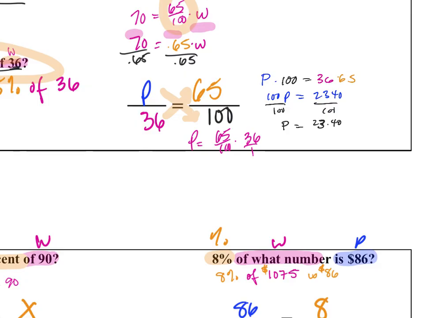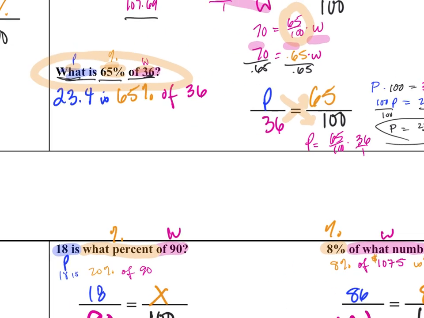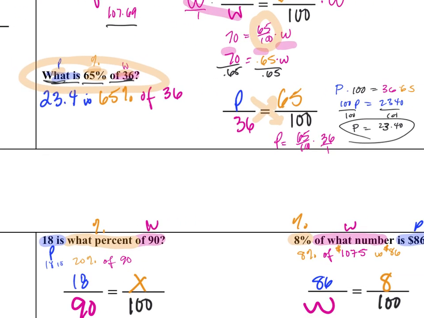All right. And then we look at this, that means we have the part. So we take it back and say to our answer that 23.4 is 65% of 36. All we're doing is plugging in the words.